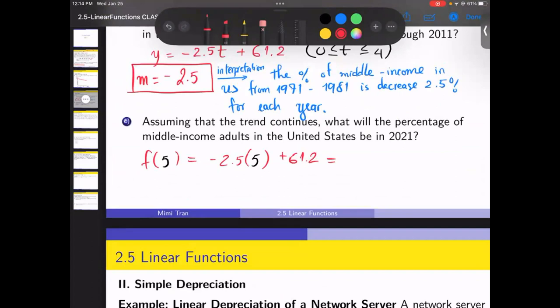So it's reduced to 48.7%. Scary. I don't know about you. Let me show you the model in decimals.